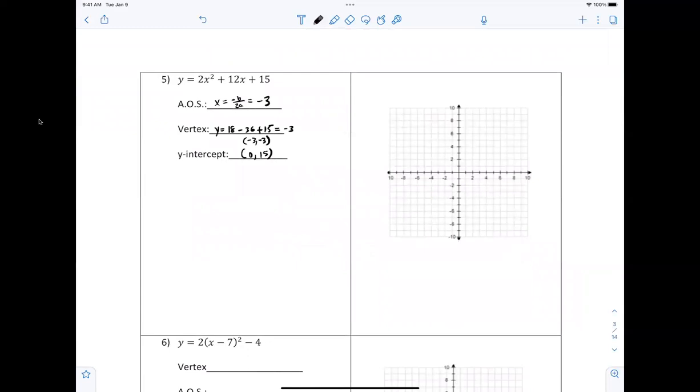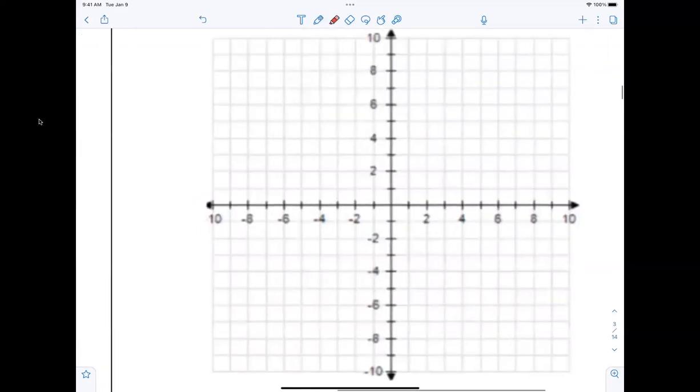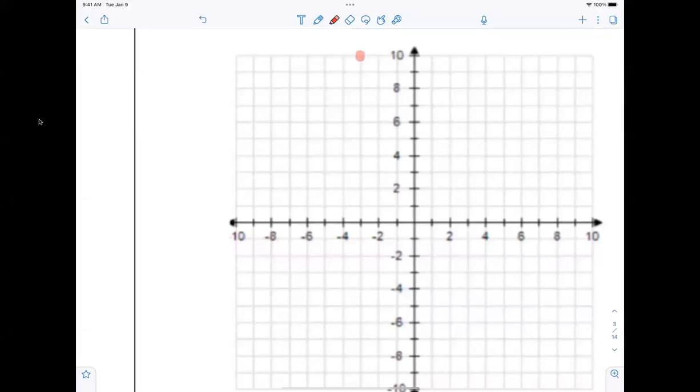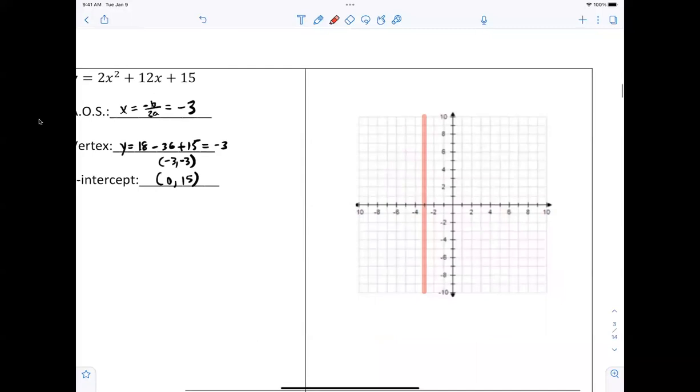So let's draw the axis of symmetry as x equals -3. Then I graph the point -3, -3. Now I'm supposed to do 0, 15. Can I really do 0, 15? No. So I'm going to just use the stretch. The a value is what? 2. So from the vertex, I can go over 1 and what? Up how many? 2. Over 1 and up 2.